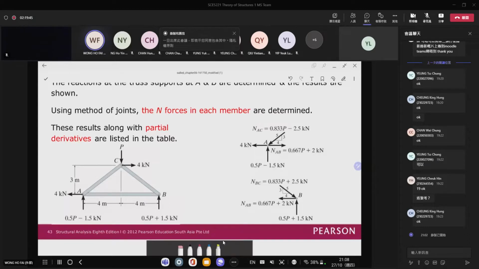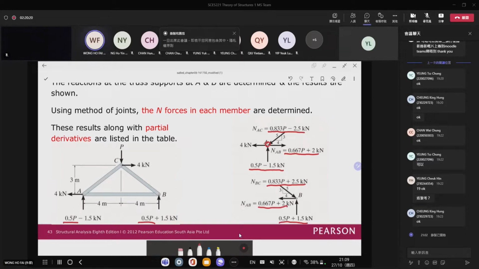So for the support reactions, the P will be here, and the P will be here. And then if you write the equilibrium equation by considering different joints, say for example joint A, you can see that your member force will be in terms of P, and NAB will also be in terms of P. Your support reaction will be in terms of P. So you can see that all your member forces will have P inside.